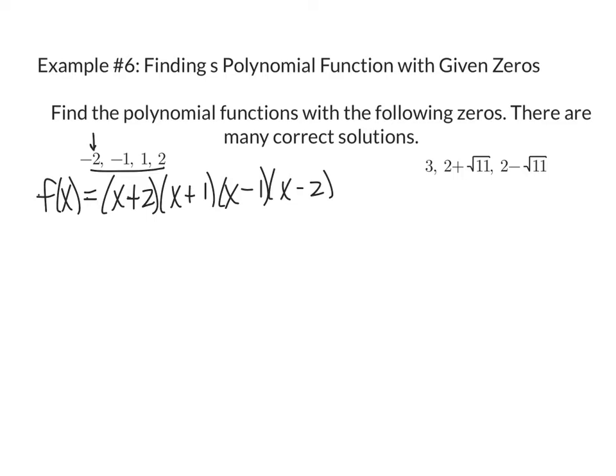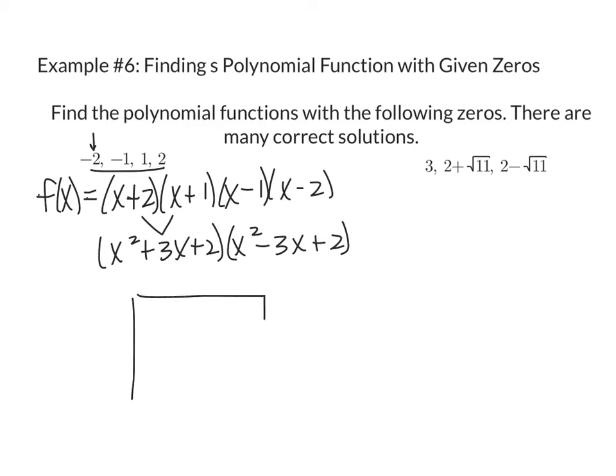Now, I do boxes typically to multiply. So if I put these two together, you would get x squared plus 3x plus 2. And then the second one would be x squared minus 3x plus 2. And then I'm going to take it a step further and multiply those two together. On this one, I can't just do that in my head, so I'm going to create a box for all of them.